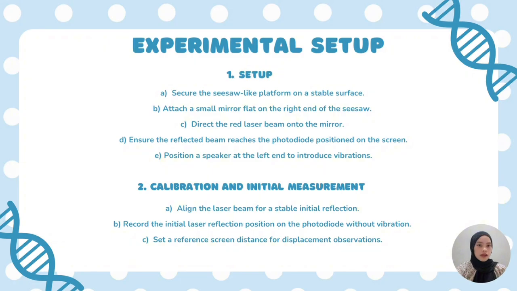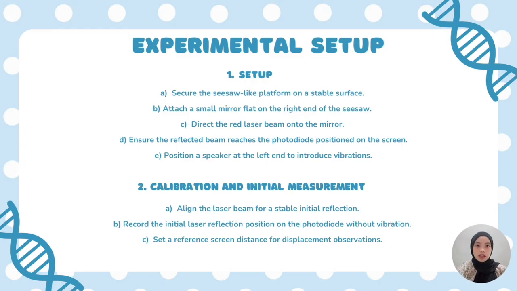Next, we will set up the experiment. Secure the seesaw-like platform on a stable surface. Attach a small mirror flat on the right end of the seesaw. Direct the red laser beam onto the mirror. Ensure the reflected beam reaches the photodiode position on the screen. And position a speaker at the left end to introduce vibration.